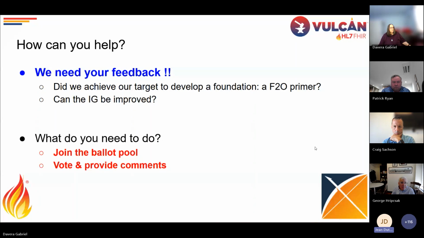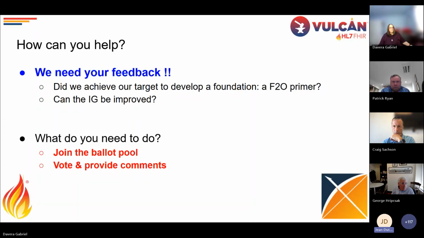One's the official way, and to do that, you need to join the ballot pool and to vote and to provide comments. Anyone can provide comments, so you can provide comments to Davera and myself. HL7 has a Jira board where you can actually raise comments against the guide, and the guide has one of the menu items for raising a comment. But the official way of doing that, as Davera talked about earlier, with HL7 being an SDO, is to join the ballot pool and to provide comments and vote on them.